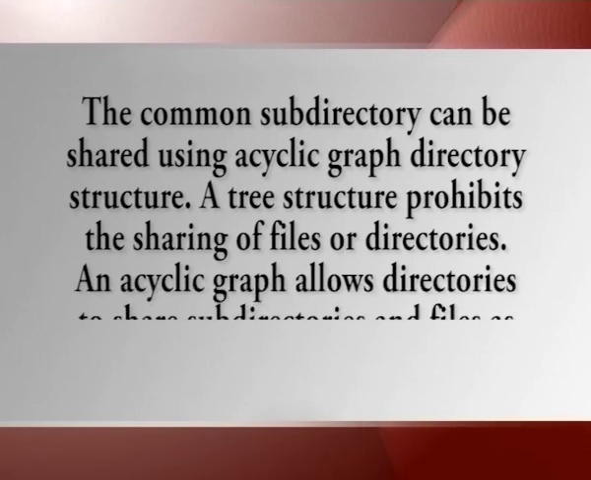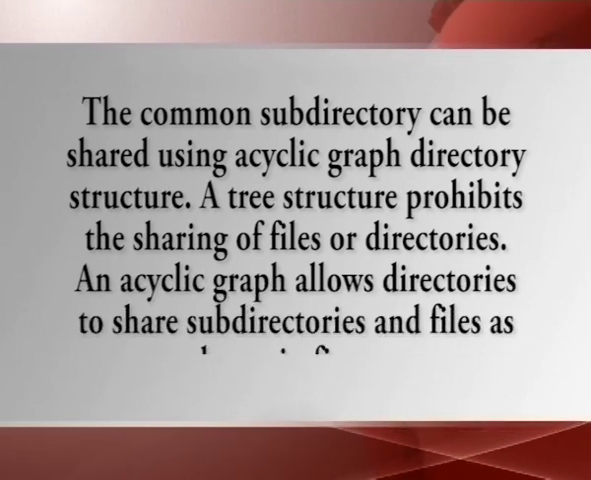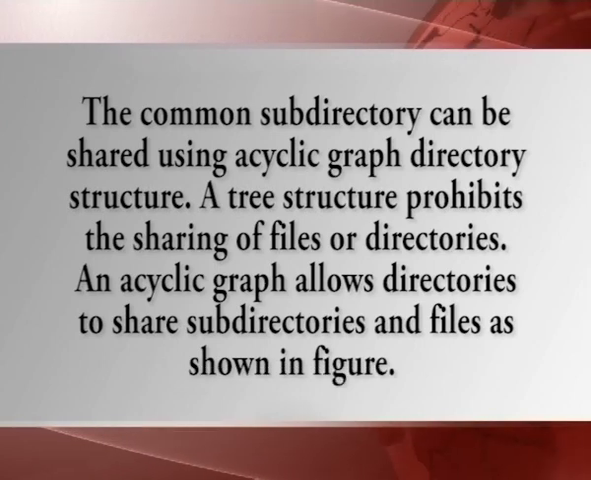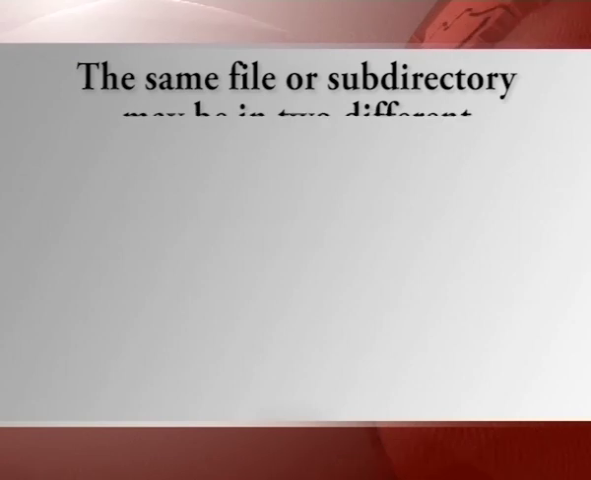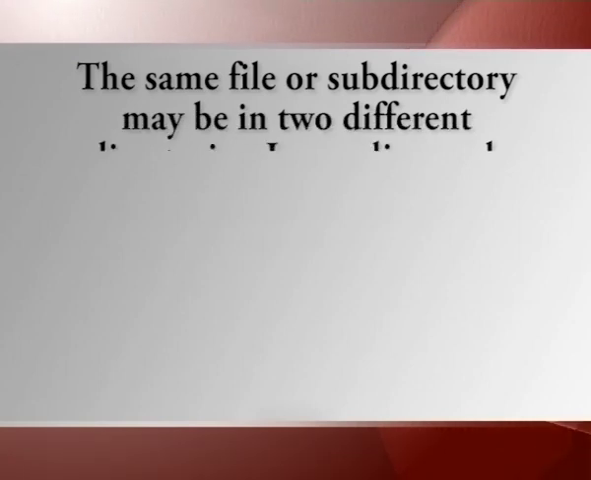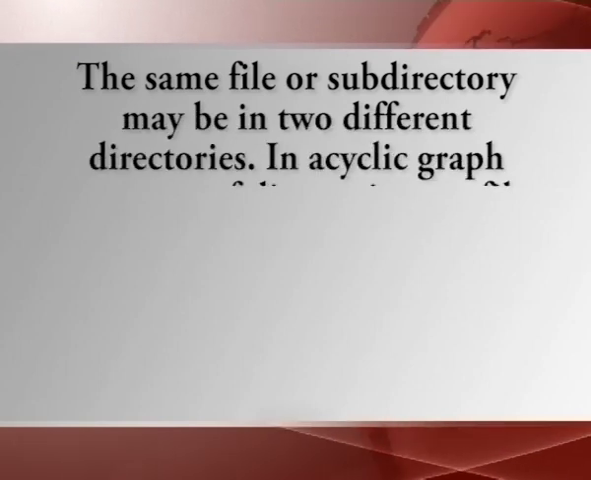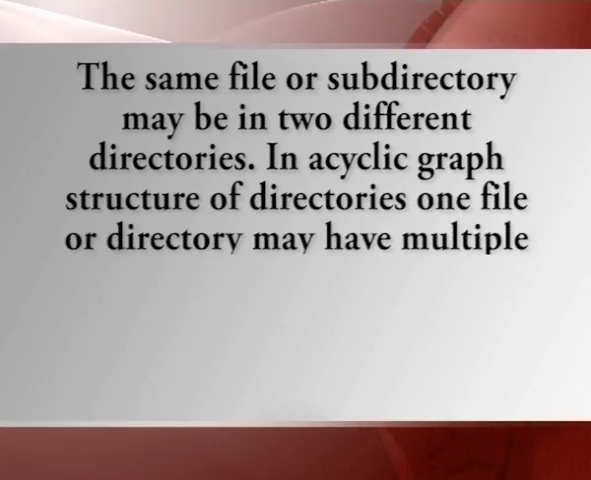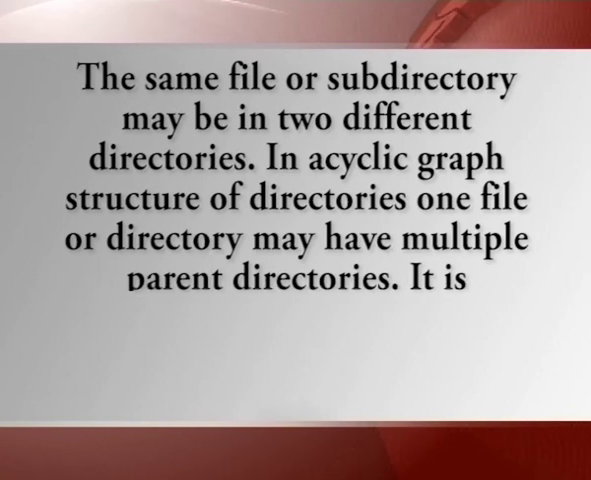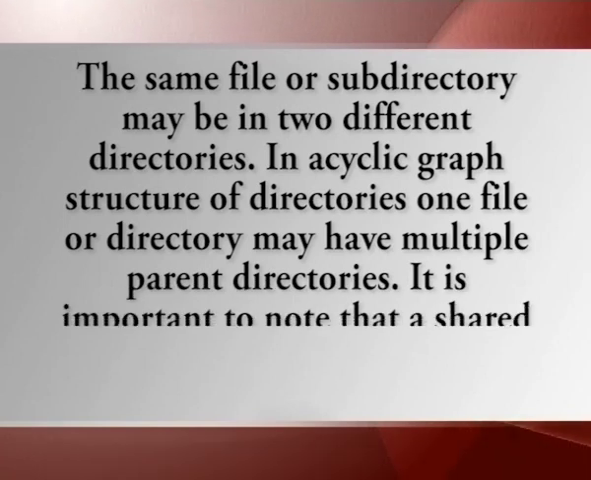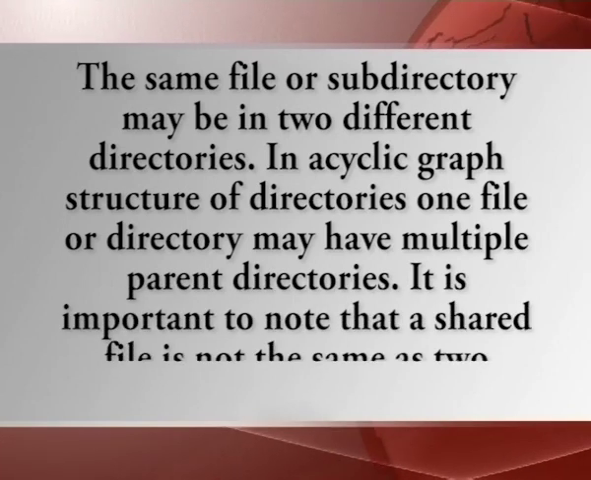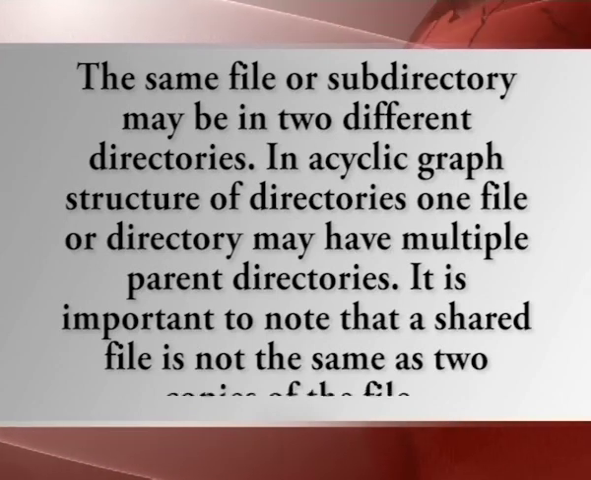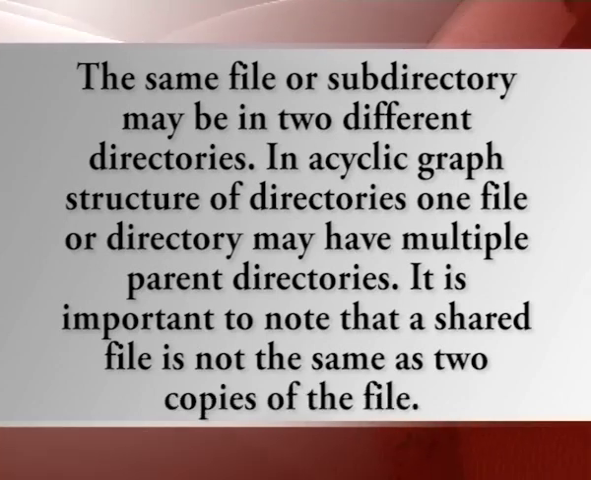An acyclic graph allows directories to share subdirectories and files as shown in figure. The same file or subdirectory may be in two different directories. In acyclic graph structure of directories, one file or directory may have multiple parent directories. It is important to note that a shared file is not the same as two copies of the file.